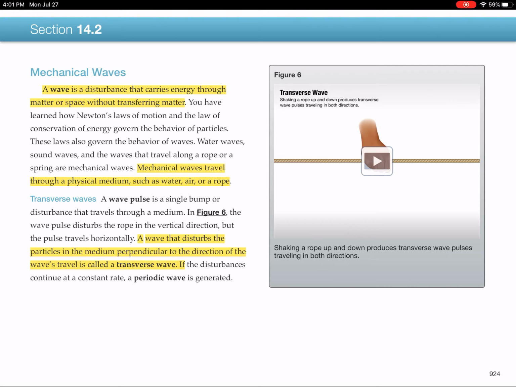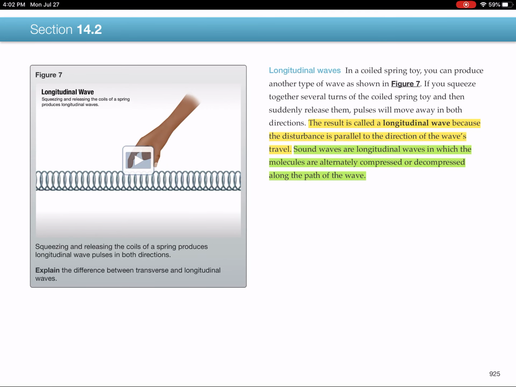There are two types of waves, a transverse wave and a longitudinal. Trans, that particular prefix, means across. So if you take a look over here at figure 6, and definitely use these figures, you'll notice that the transverse wave goes perpendicular to the way the rope goes. It goes across. And then it comes up, and then the wave is going to move that way. That's your transverse wave.